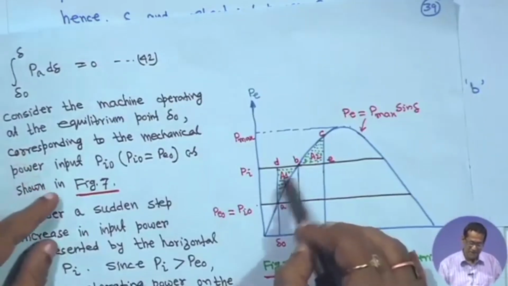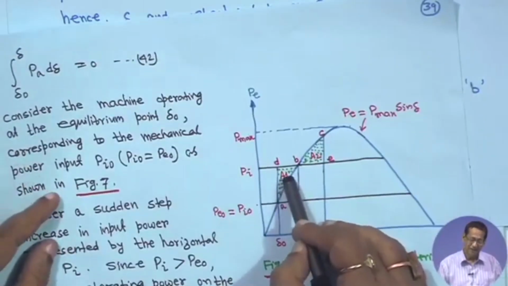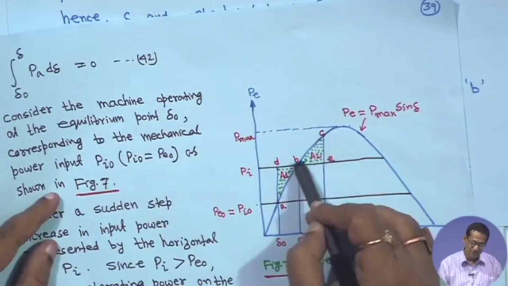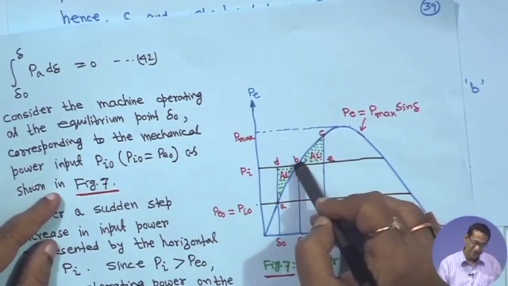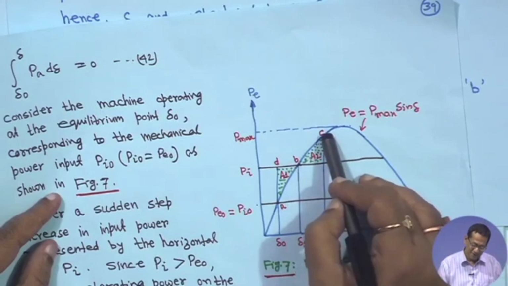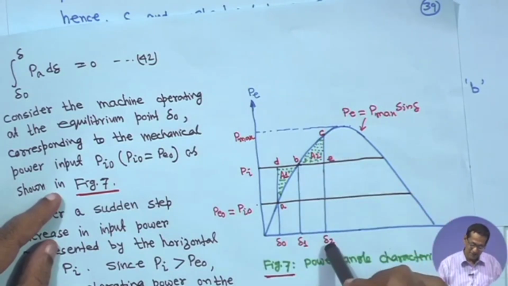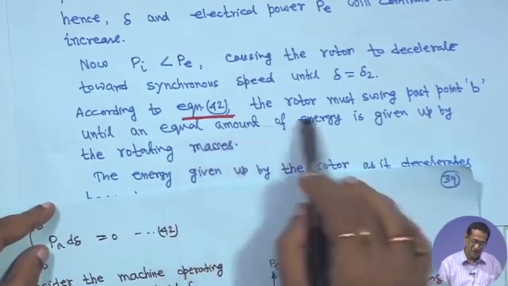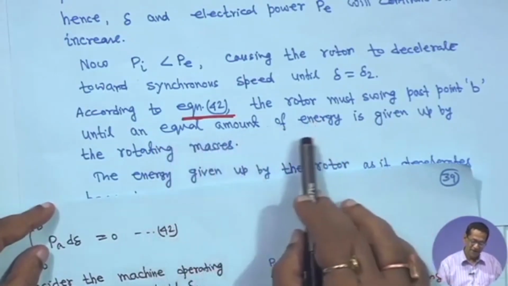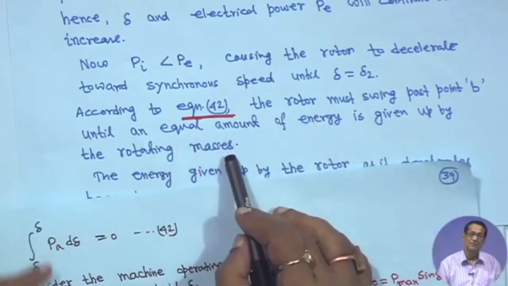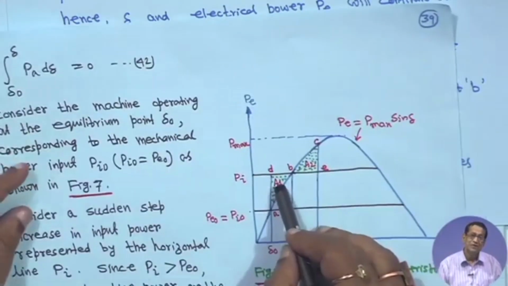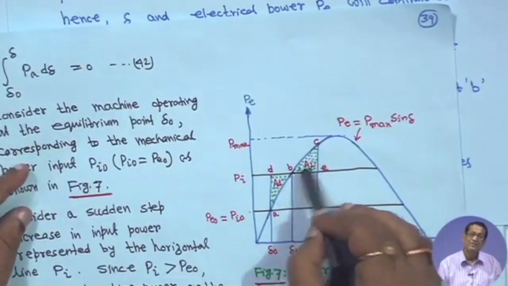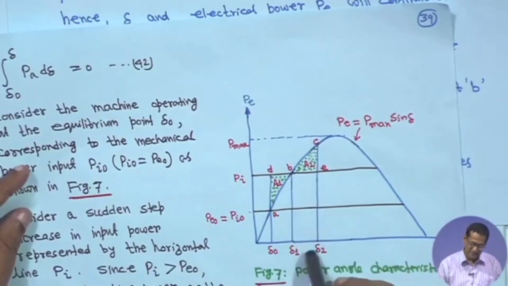Up to this point, energy was stored, and the rotor will still oscillate and pass point B until delta is equal to delta_2. It will continue until an equal amount of energy is given up by the rotating masses. Whatever energy was stored, the same amount will be given up, till it reaches the point where delta is equal to delta_2.